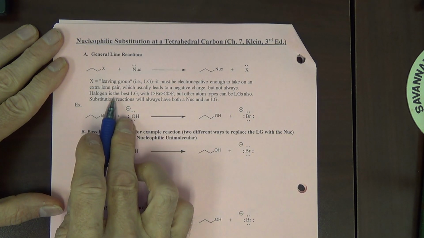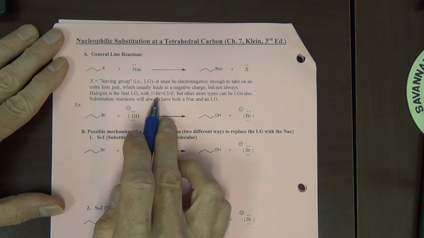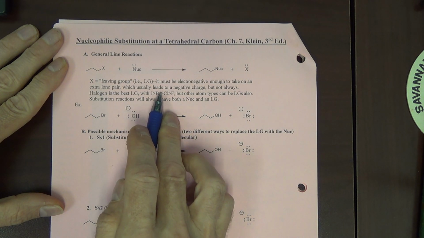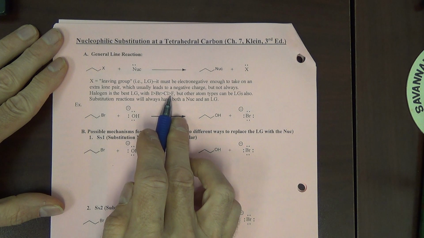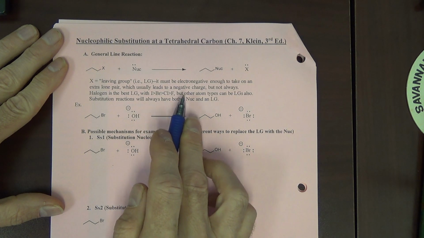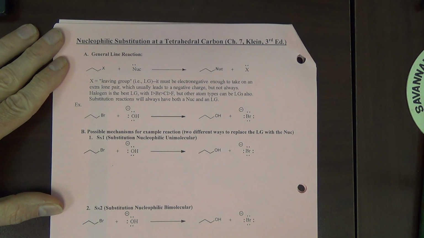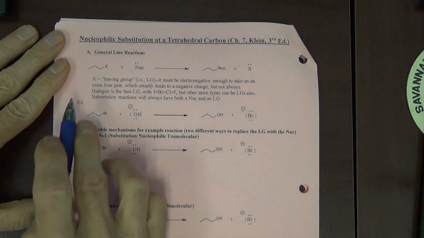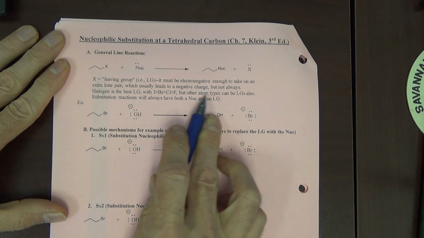Now halogens, we will see, are our best leaving groups, with iodine being the best. Iodine is better than bromine. Bromine is better than chlorine, and chlorine is actually much better than fluorine. But other types of atoms can also be leaving groups. Substitution reactions will always have both a nucleophile and a leaving group.